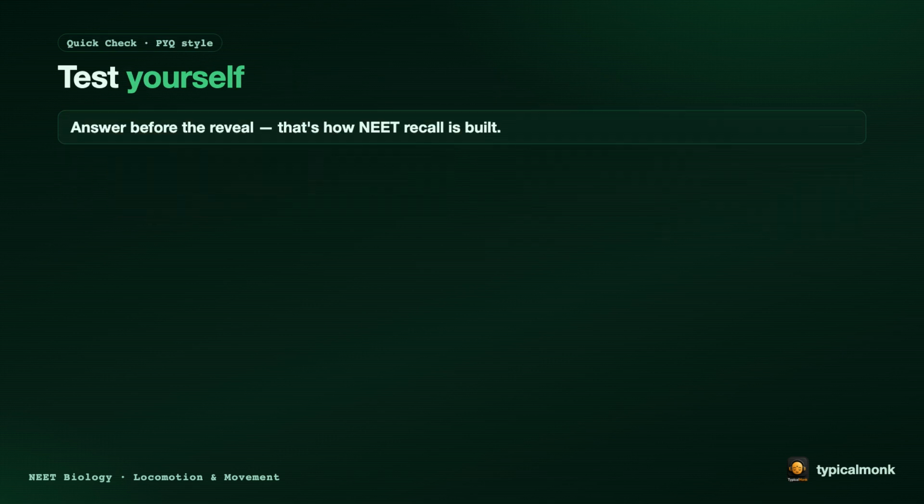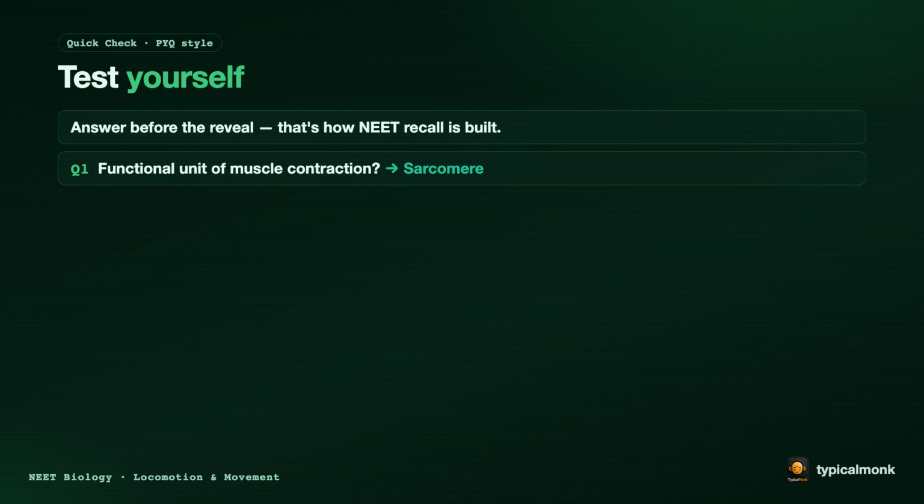Now, test yourself. Answer each one before it appears. Answer first. That is how you build strong NEET recall. First question. The functional unit of muscle contraction. The answer, sarcomere. Second question. Which ion triggers contraction? Calcium.